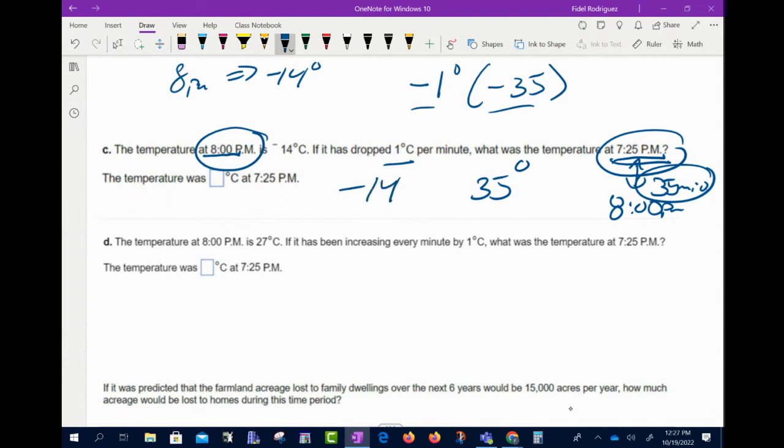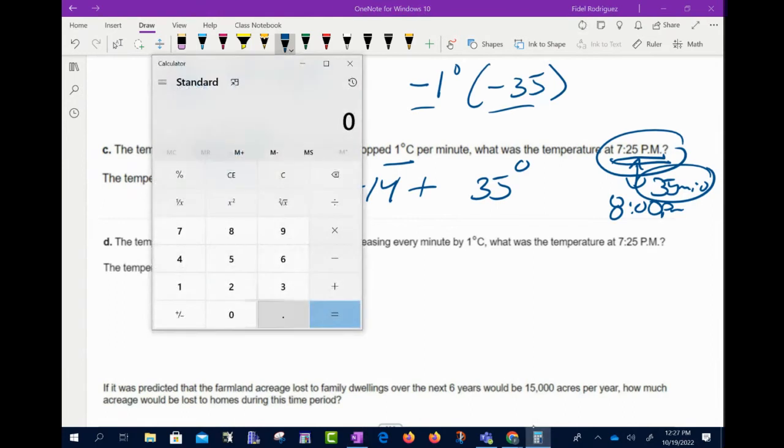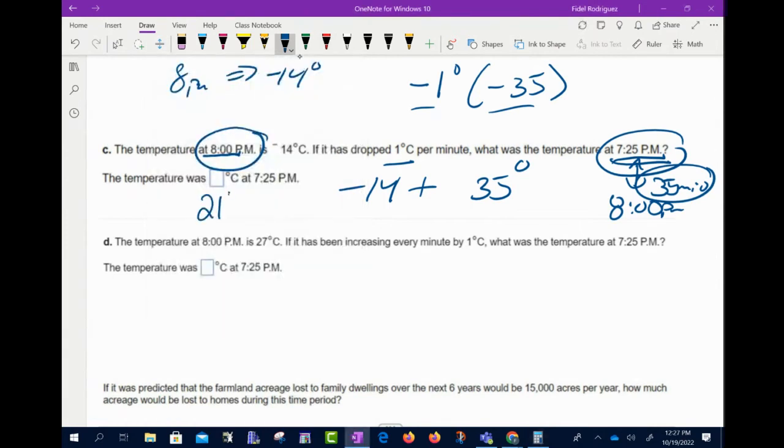So I'm going to take my temperature right now, -14, and I'm going to add 35 to it. Oh, let's see, let me turn this on. -14 add 35, +21, right? So my temperature is +21. All right. And we have a next part here.